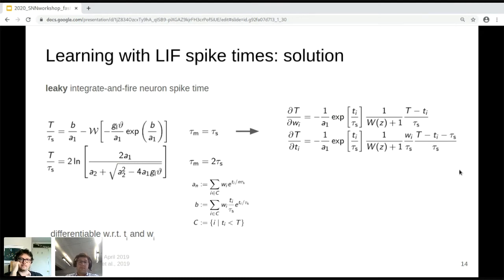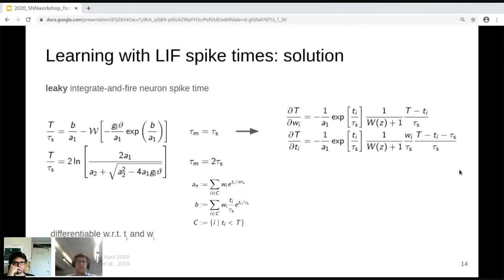The first equation that we can solve is if the time constants, tau m and tau s, are exactly equal, then we don't have a PSP shape of difference of exponentials, but an alpha shape. And this can be solved, the resulting equation, with the Lambert W function. There's another possibility if there's a factor of two between the two time constants. And this includes the other way around, because the PSP is symmetric in the two time constants. Then this equation becomes essentially a quadratic equation, which you can again solve. And those two equations that you see here are differentiable with respect to Ti and Wi.